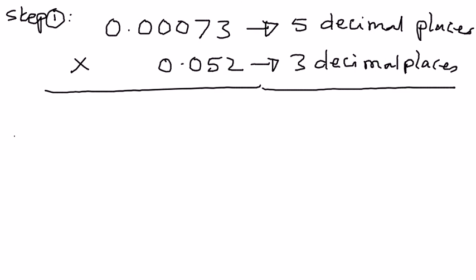So we start with the 2. So 2 times 3 is 6. 2 times 7 is 14. So there is no more number there, so therefore we can write the 14. Right? And then 2 times 0 is 0. 2 times 0 is 0. And then 2 times 0 is 0. So therefore we got all the numbers.